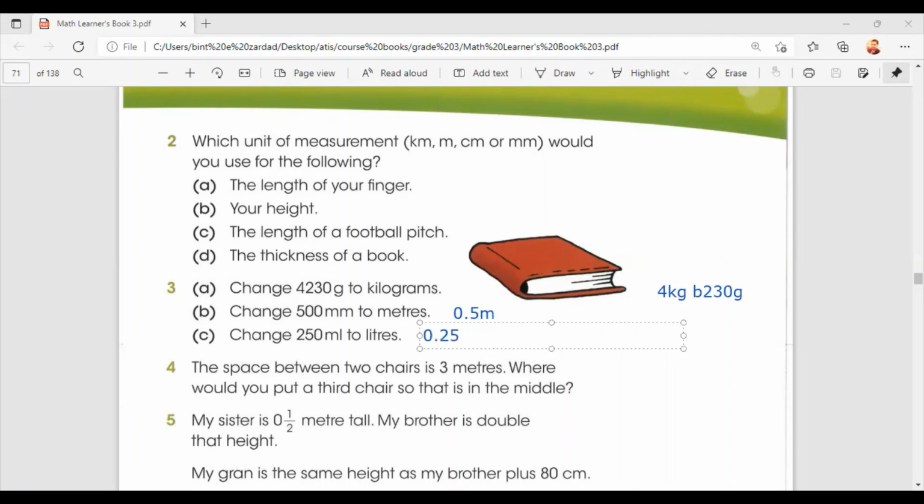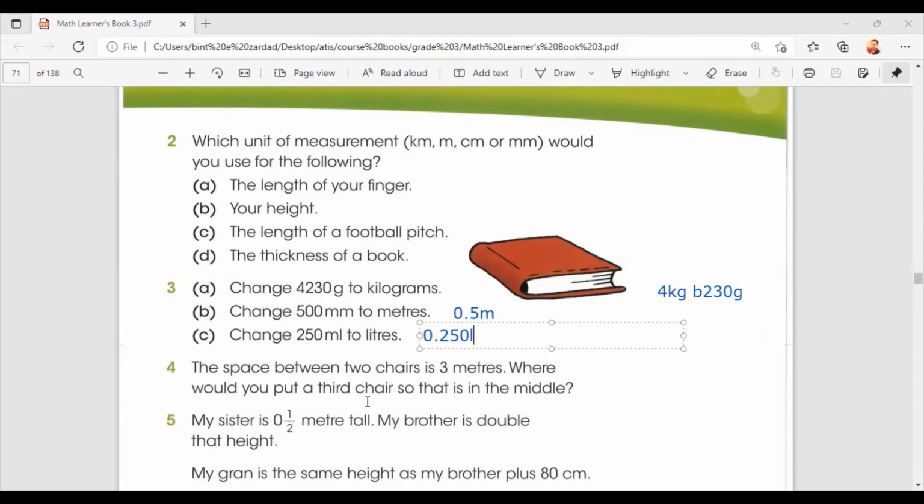Okay, after this, change 250 milliliter into liter. So we can write 0.250 liter, or you can also write it as a quarter of a liter, or 0.25, both correct.